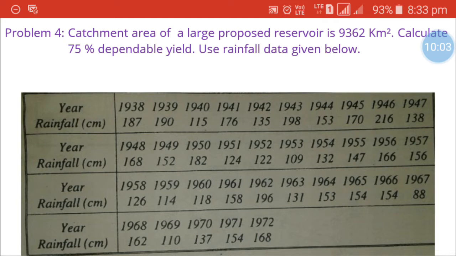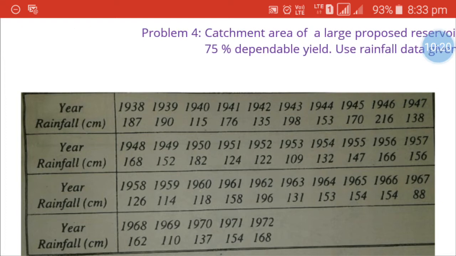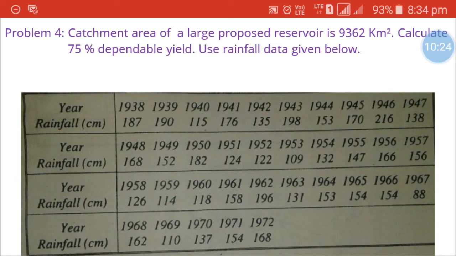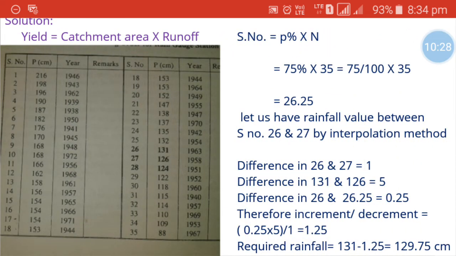So the catchment area is given. If it is multiplied by runoff, we will get yield. But for runoff, we must have the rainfall value, and that rainfall value must correspond to 75% dependability. So therefore, we have to follow a particular procedure to obtain all these steps. Let us go through the different steps.